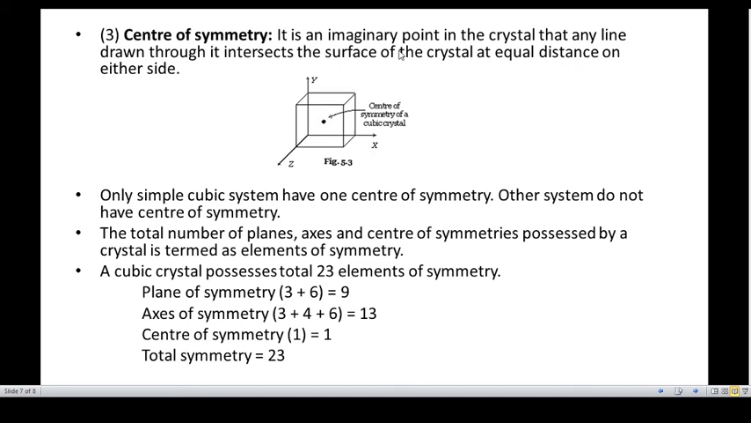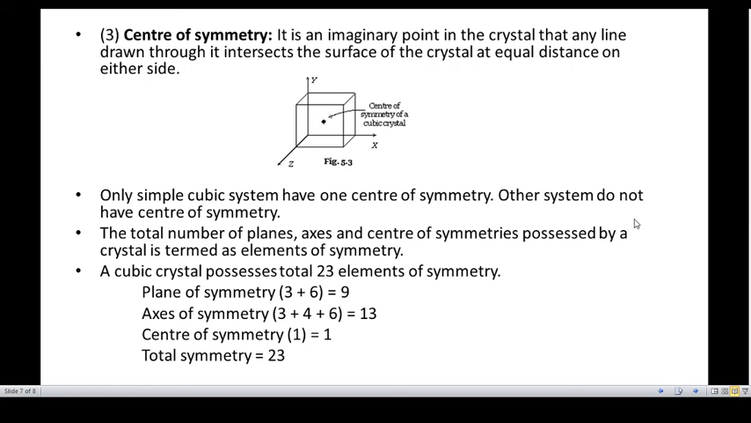So it is an imaginary point in the crystal such that any line drawn through it intersects the surface of the crystal at equal distances on either side. Okay, so that is called center of symmetry. Alright, now by taking one example, only the simple cubic system has one center of symmetry. Other systems do not have a center of symmetry.